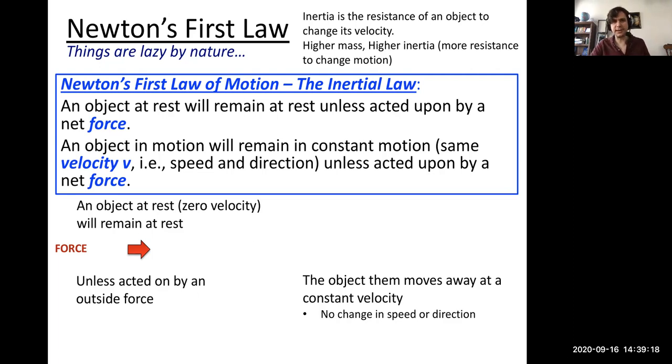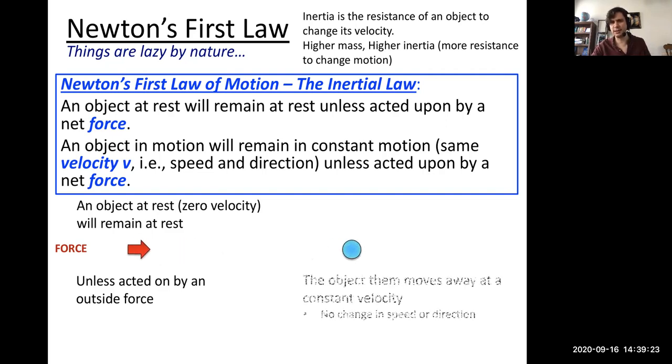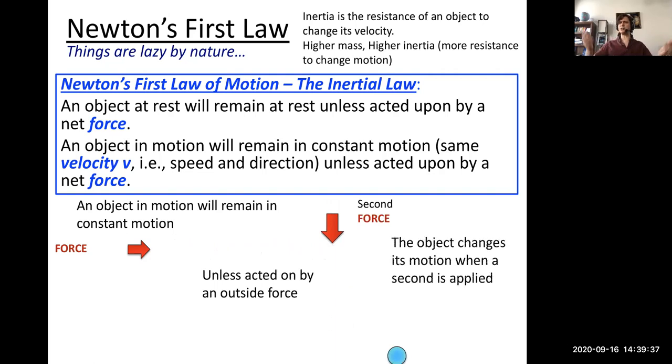So it'll remain at rest unless an outside force acts on it, and then it's going to have some motion, and that motion will remain the same unless a different outside force acts on it. So an object in motion will remain in the same motion unless a second force acts on it, and then it'll change its motion in response. So it's really just nature's way of saying, I'm not going to do anything unless you really force me to. And whenever you force me to, yeah, I'll change my motion.